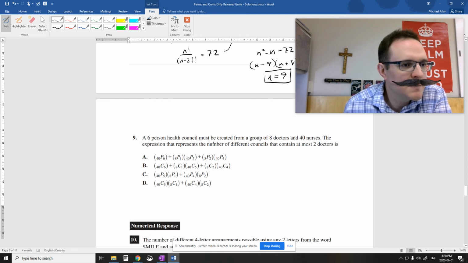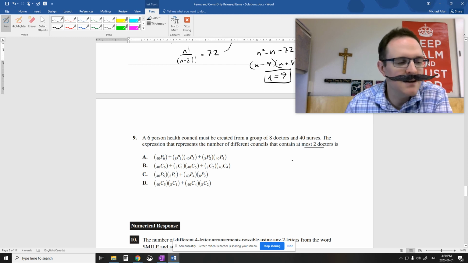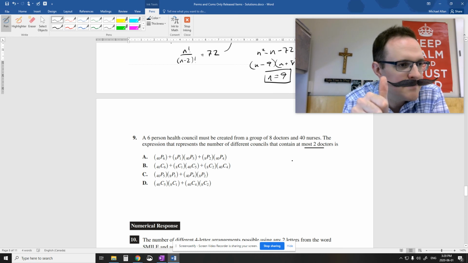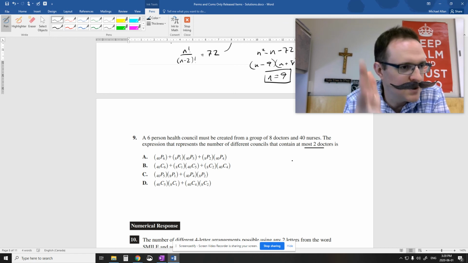6 people have been selected to create a group from 8 doctors and 40 nurses, a 6-person health committee. Express the total number of councils that contain at most 2 doctors. That means I can have 2 doctors. Oh, at most, I can have 2 doctors, 1 doctor, or 0 doctors. Okay, so I can have no doctors as well.